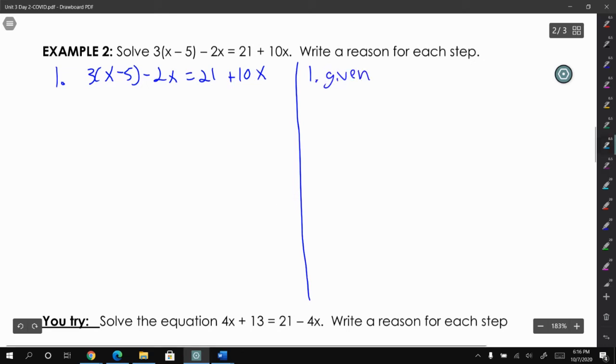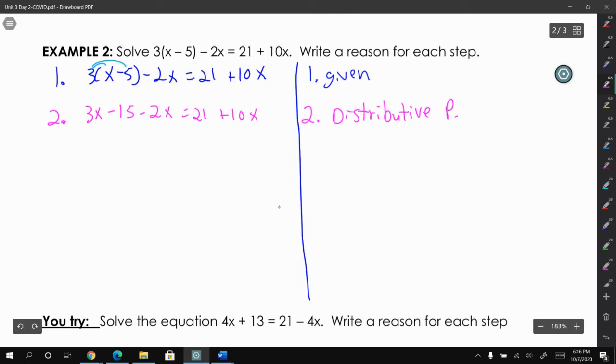So if I were solving this, what I would do is I would distribute first. And once you distribute that, you would get 3x minus 15 minus 2x equals 21 plus 10x. So what we did there was we used the distributive property of equality, POE.